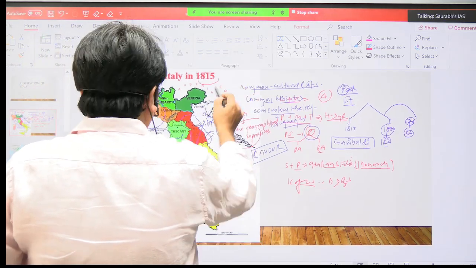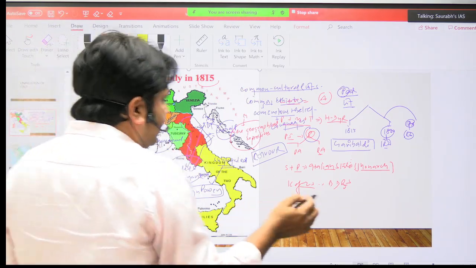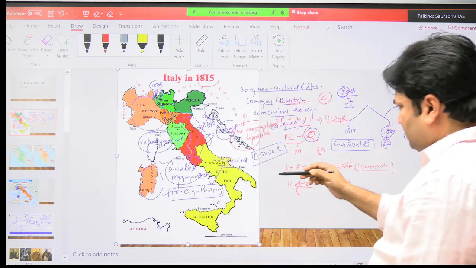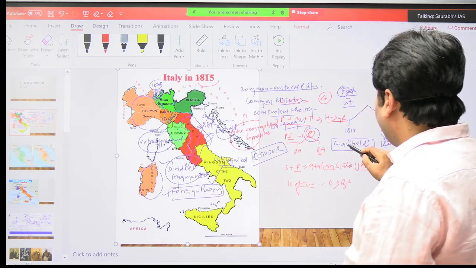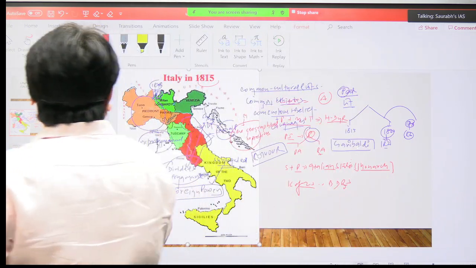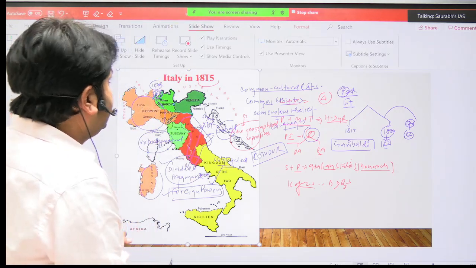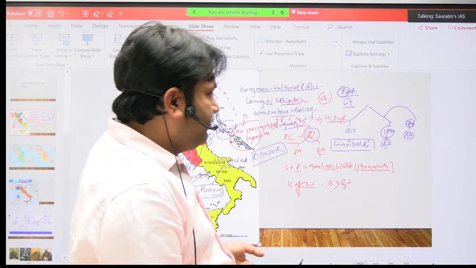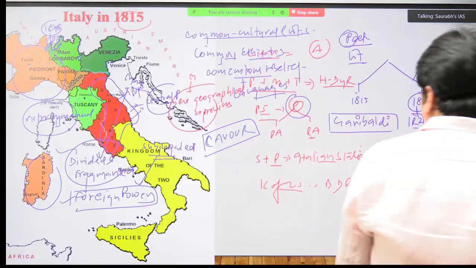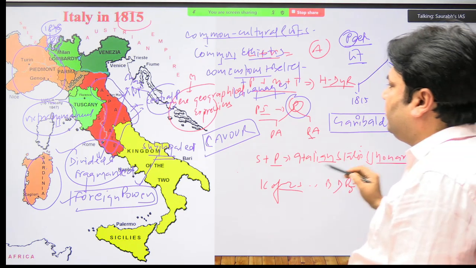It was completed by a revolutionary act of Garibaldi. I have already written this name here, Garibaldi. So it was completed with the help of the revolutionary act of Garibaldi. ठीक है, ये कैसे कंप्लीट हो गया? Got it?